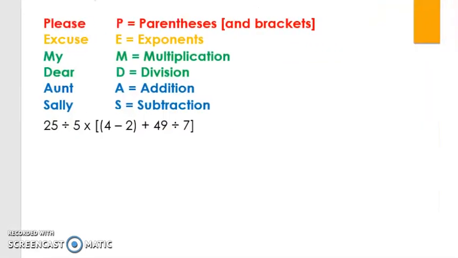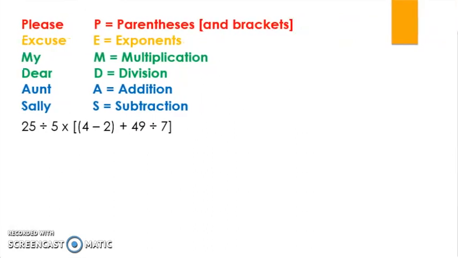You might have heard this before, and I'm sure you have. Please excuse my dear Aunt Sally. Well, guess what? That's the order of operations. But the please excuse my dear Aunt Sally is called a mnemonic. And mnemonics are phrases or sayings that we use to help us remember something. And this one's great. I used this one when I was in school too.